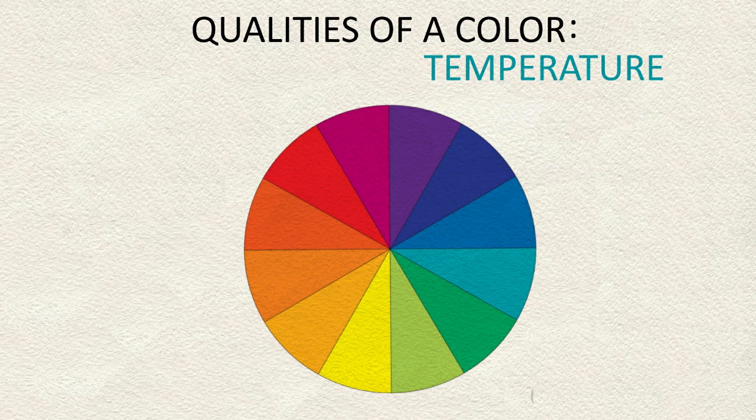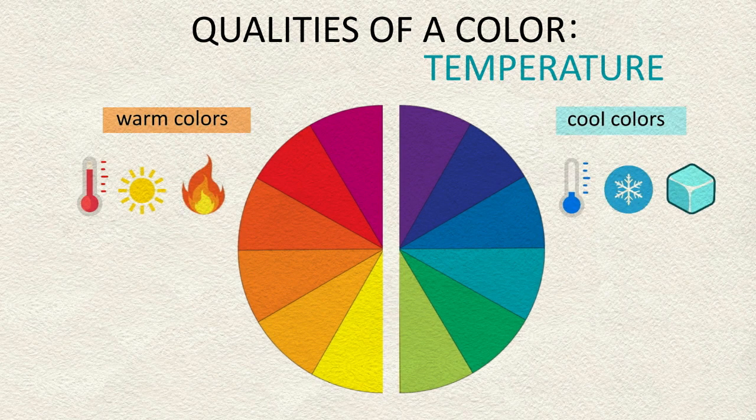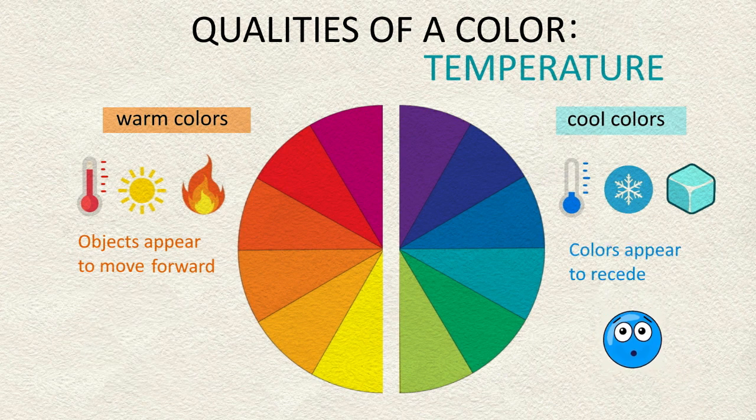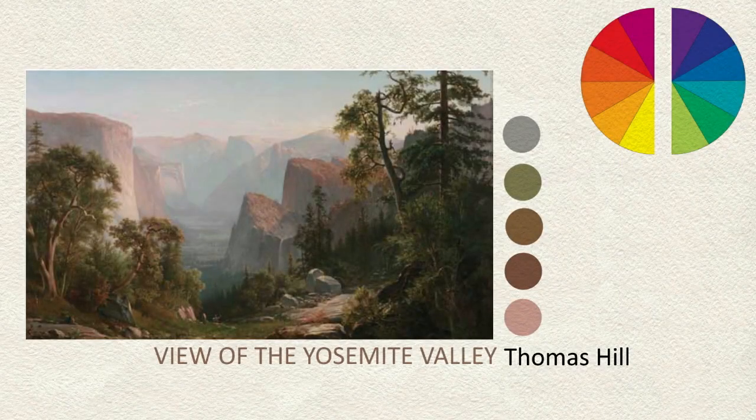If we divide the color wheel in half, like this, we get warm colors on one side and cool colors on the other side. One interesting thing about color temperature is that you can use warm colors to help objects appear closer to us, and you can use cool colors to help objects recede or appear farther away. This is commonly seen in landscape paintings. You can see how the objects closest to us are painted in warmer browns, greens, and pinks, while the faraway mountains are a cooler blue color.